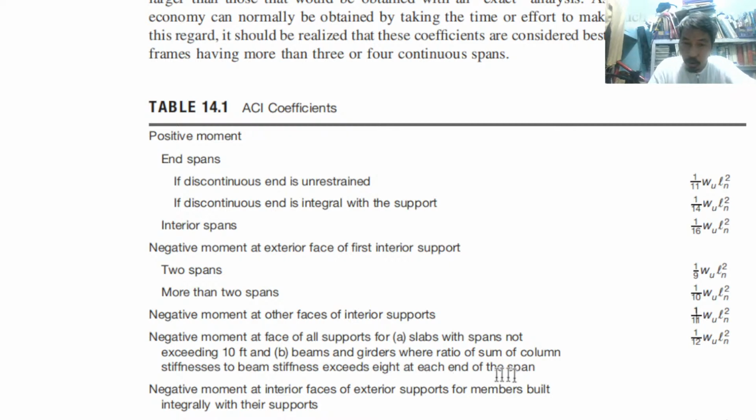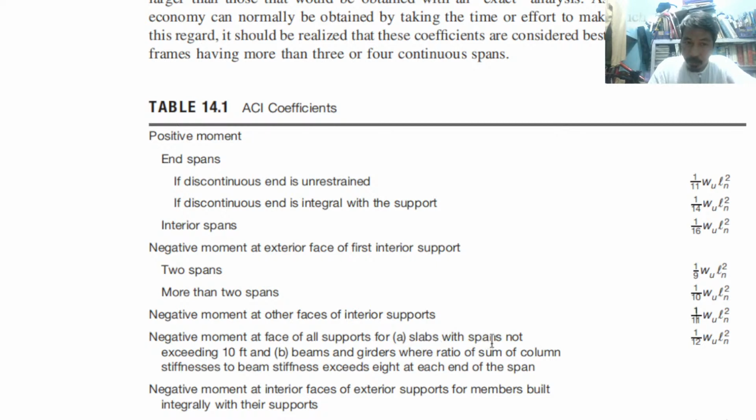Ratio. We are talking about the ratio, 8, does it exceed 8 at its end of the span. Beams and girders, where the ratio of the sum of column stiffness, that is only for beams and girders. So letter B is for beams and girders. Letter A is for slab. Take note of the difference.